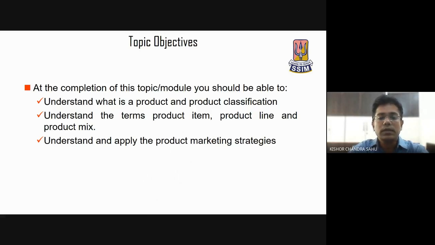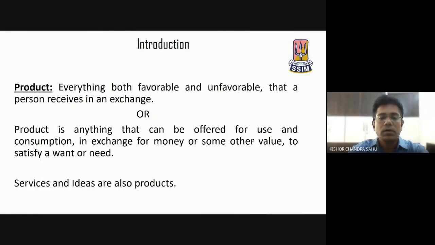So what exactly do we mean by a product? Product is a bundle of offerings. As per the definition given by Professor Kotler, a product is anything that can be offered to a market to satisfy a want or need, including physical goods, services, experiences, events, places, organizations, properties, information, and ideas. A product can otherwise be defined as anything, both favorable and unfavorable, that a person receives in an exchange.